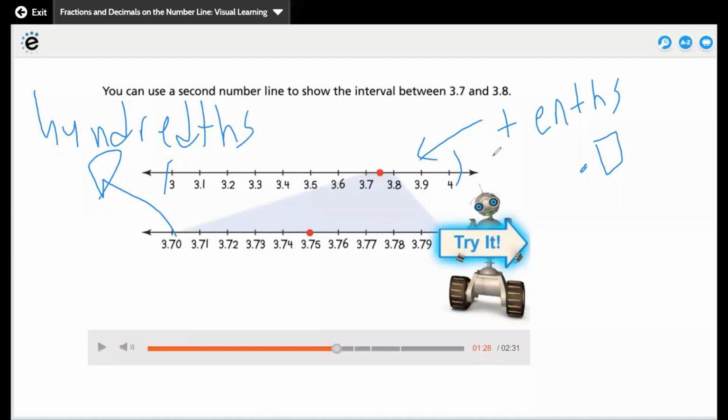Hundredths means 2 digits after the decimal point. So in this decimal number, for example, 70 is hundredths. Here 72 is hundredths. Here 2 is tenths, so 3.2 means tenths. So the first number line shows the tenths numbers and the second one shows the hundredths decimal numbers.